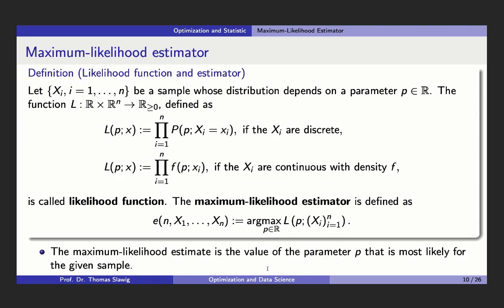Maximum likelihood estimators are a more theoretical idea to design or to find estimators for arbitrary parameters. And here's the definition. So again, we have a sample and we want to estimate a parameter of the underlying distribution. This parameter in general is just called p. It's a real number usually. And then we define the maximum likelihood estimator as the maximum of the likelihood function.